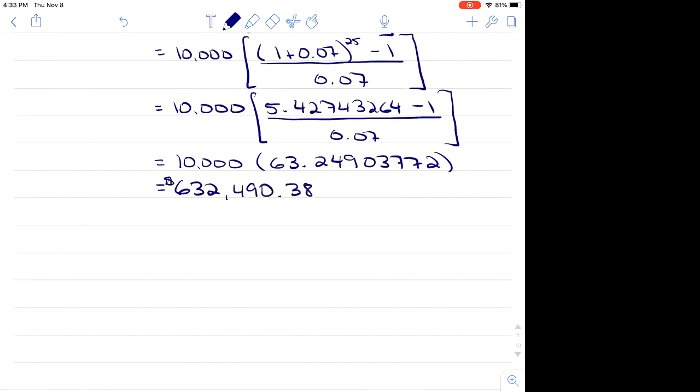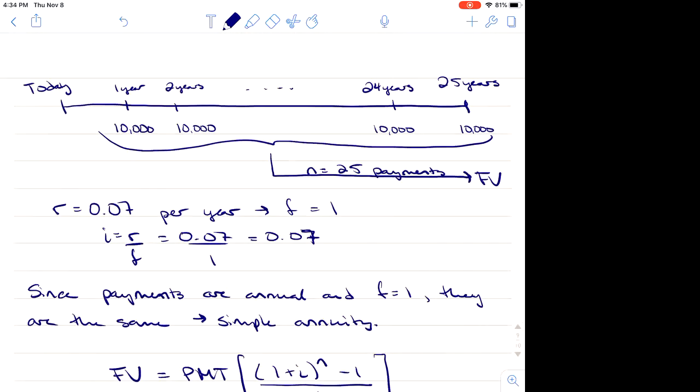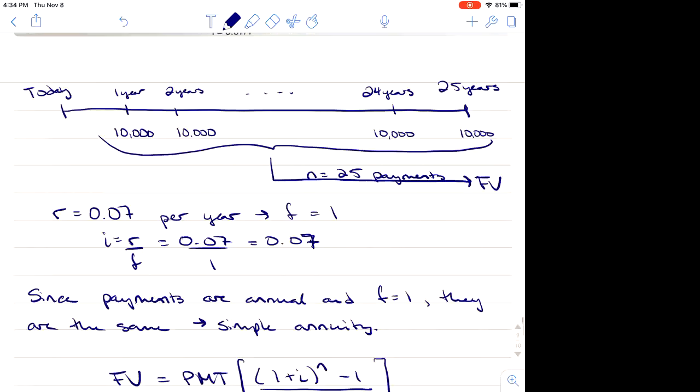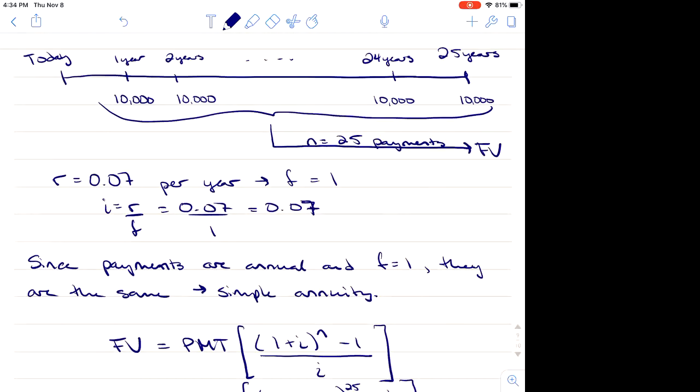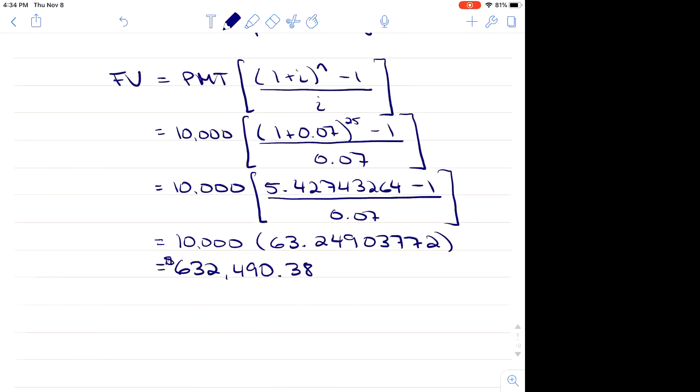How much did she pay? Out of her pocket, she paid 10,000 times 25. So even though she had to pay 10,000 times 25, out of pocket she paid $250,000, but at 25 years, she would have $632,000. I think it sounds like a pretty good deal, if you can muster the 10 grand each year.